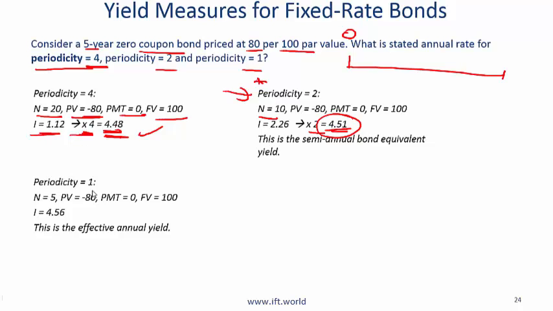What if the periodicity is 1? Then N becomes 5, and the stated rate is 4.56. This stated rate is also the effective annual rate, because if 80 is becoming 100 over 5 years, then the effective rate every year is 4.56. Now back up to this point, 4.51 is the semi-annual bond equivalent yield. Remember, when we talk about bond equivalent yield for a bond that makes 2 payments a year, we find the rate for a 6-month period and double it. And that's what's happening here.